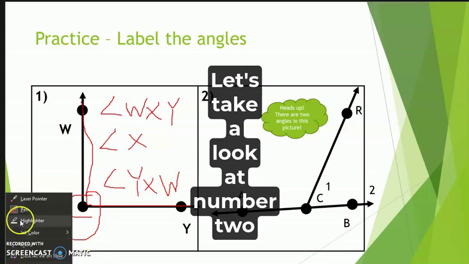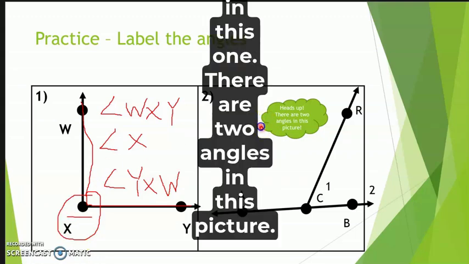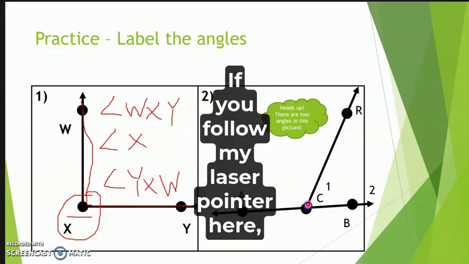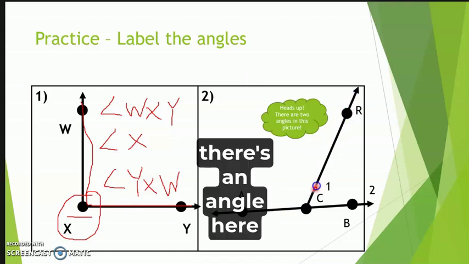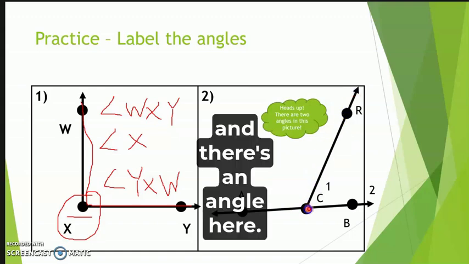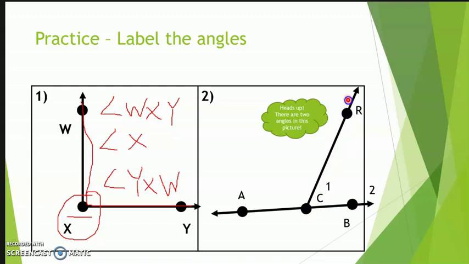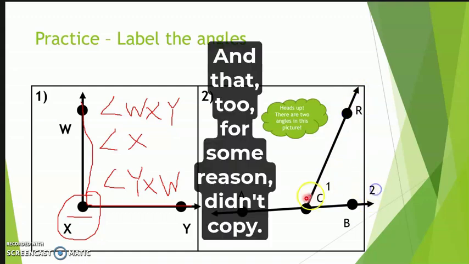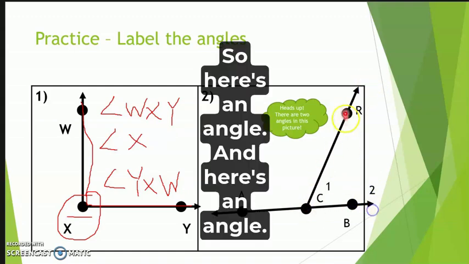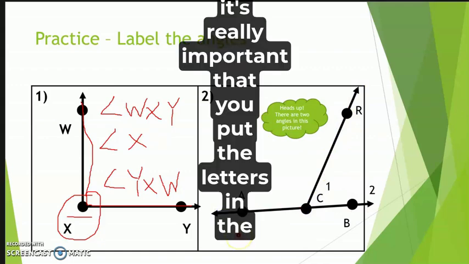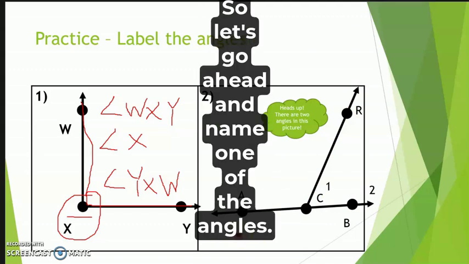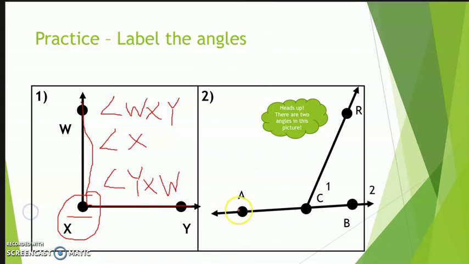Okay, let's take a look at number 2. In this one, there are two angles in this picture. Do you see the two angles? So let me show you if you follow my laser pointer here. There's an angle here, and there's an angle here. And that 2, for some reason, didn't copy. It was supposed to be over here, so let's just ignore that 2. So here's an angle, and here's an angle. So it's really important that you put the letters in the correct order so that we know which angle we're talking about, okay? So let's go ahead and name one of the angles.